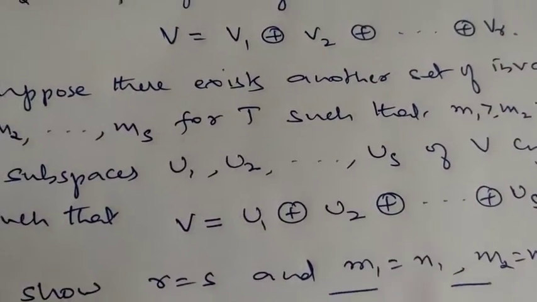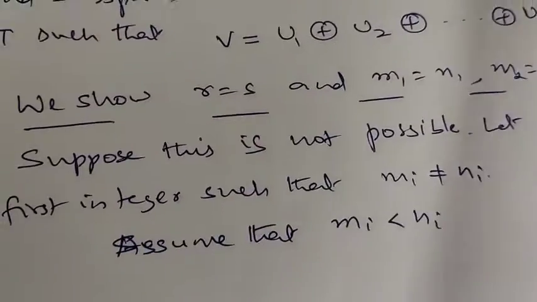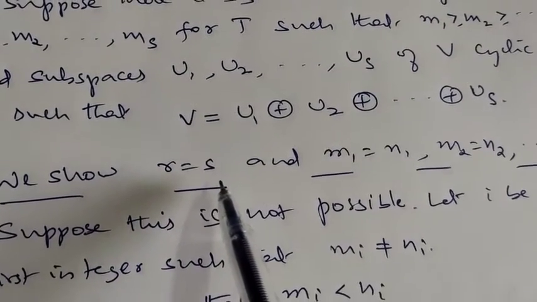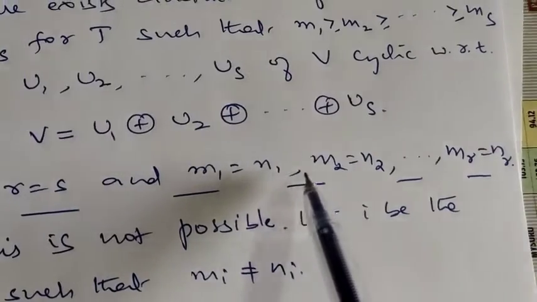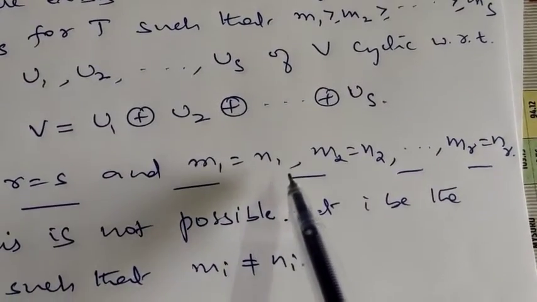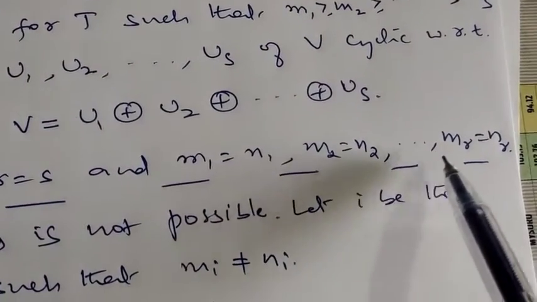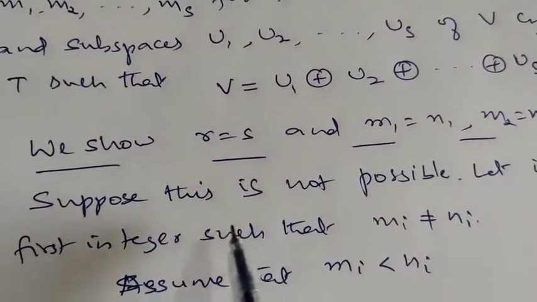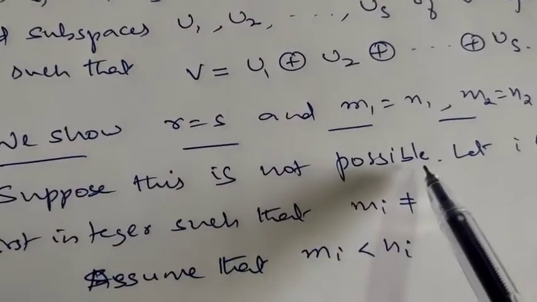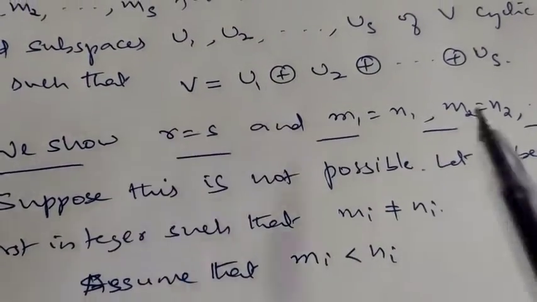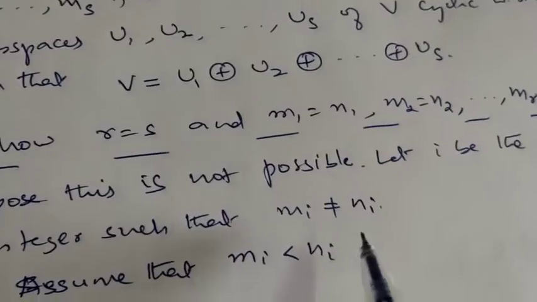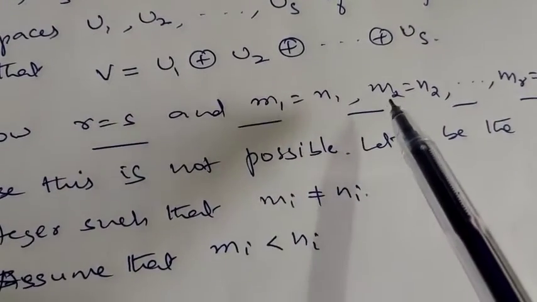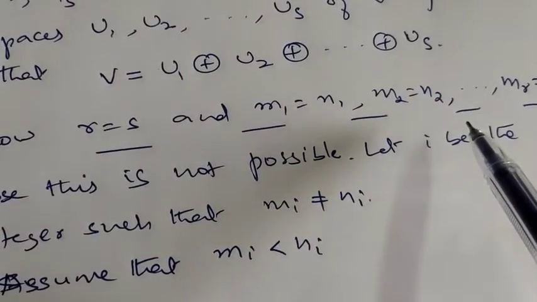Us. What we have to show? We have to show these are the same, means we have to show r is the same as s and each mi is the same as ni, means m1 is equal to n1, m2 is equal to n2 etc. mr is equal to nr. We need to show this. Suppose this is not possible. This is not possible means for some i, mi is not equal to ni. Okay. So it is not possible means at least some numbers exist where mi is not equal to ni.